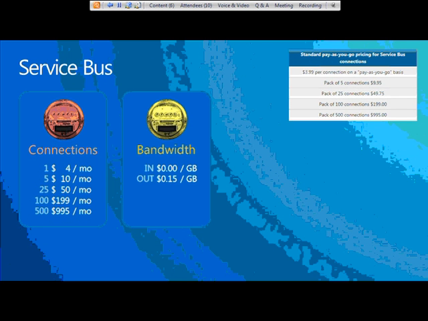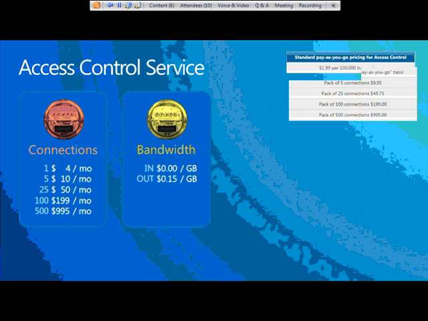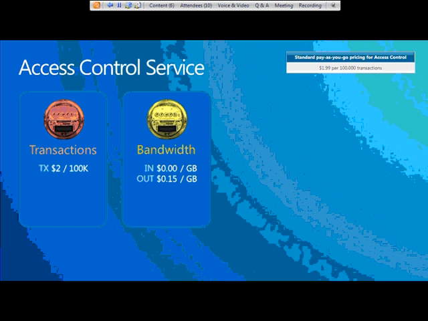Service Bus, part of the App Fabric set of services. You get charged based on connection. It's $3.99 for one connection, and you can buy packs from 5 up to 500 to reduce that cost a bit. The Access Control Service for different types of authentication. It's only $2 for 100,000 transactions, extremely reasonably priced, plus bandwidth.